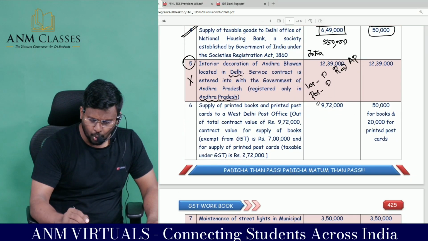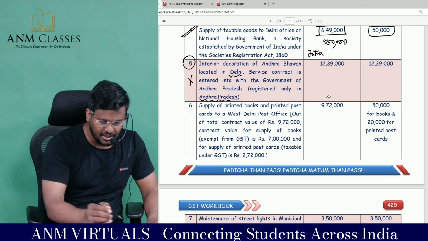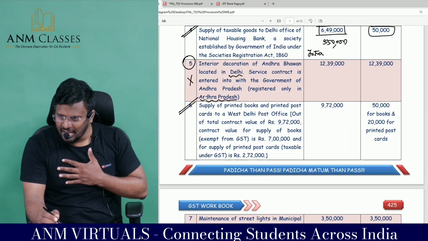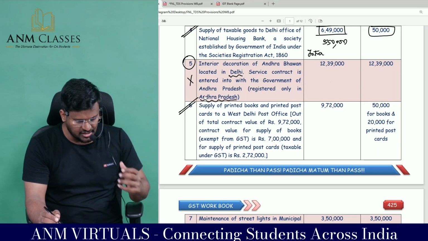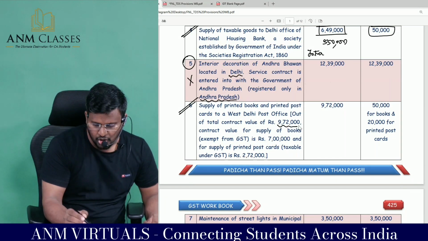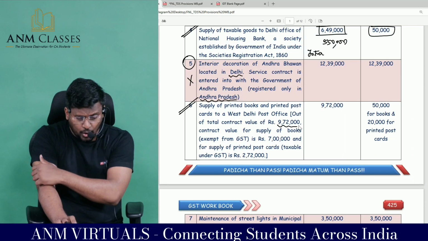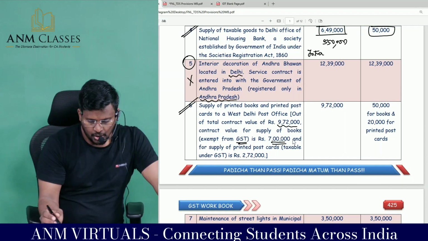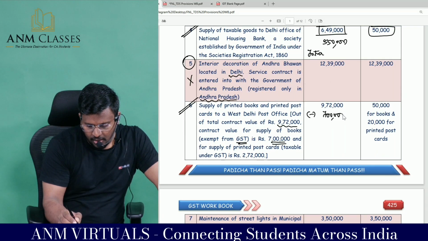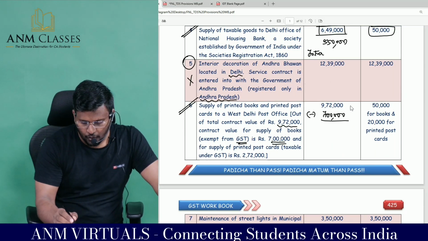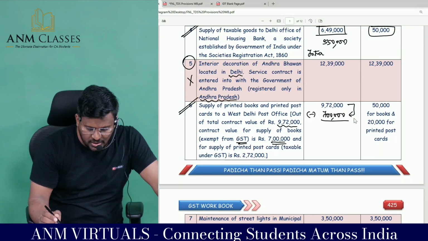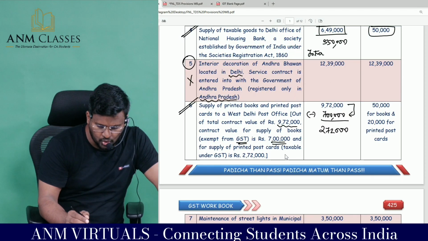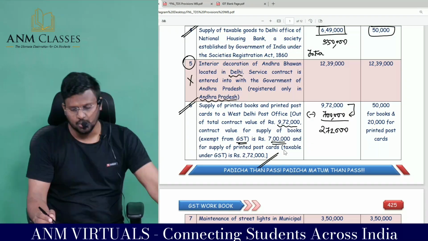Supply of printed books and printed postcard to a West Delhi post office. We are situated in Delhi. We are going to print for a Delhi post office. Out of total contract value, how many lakh? Contract value for supply of books which are exempt from GST is how much lakh? So from this 9,72,000, 7 lakh put it in the dustbin. So from 9,72,000, if you reduce 7 lakh, what is the balance? 2,72,000. And supply of printed postcard taxable under GST is 2,72,000.